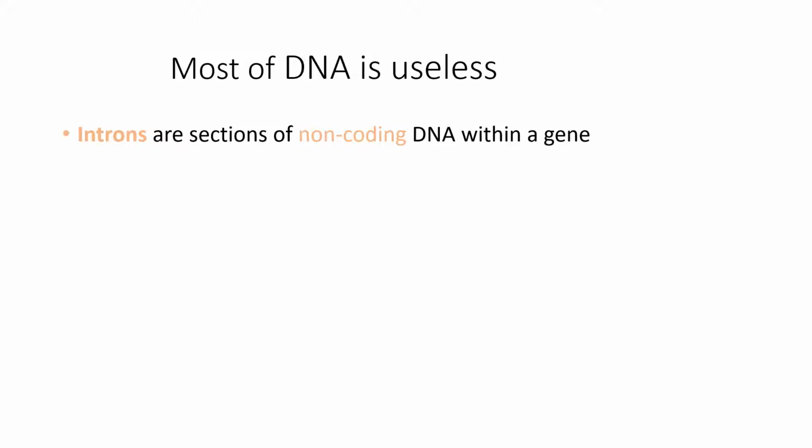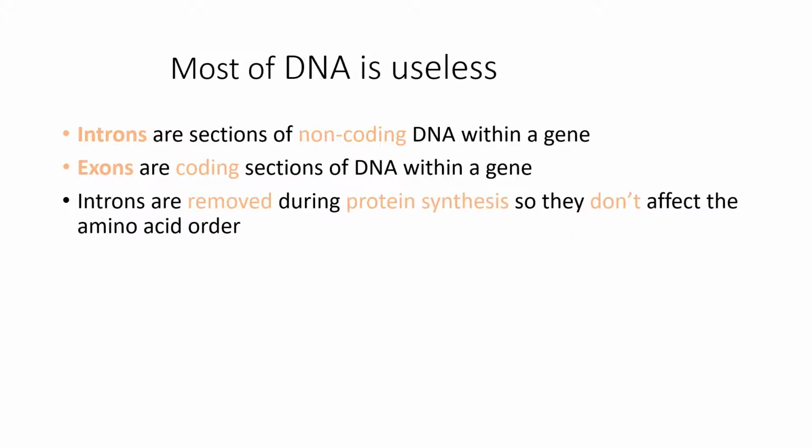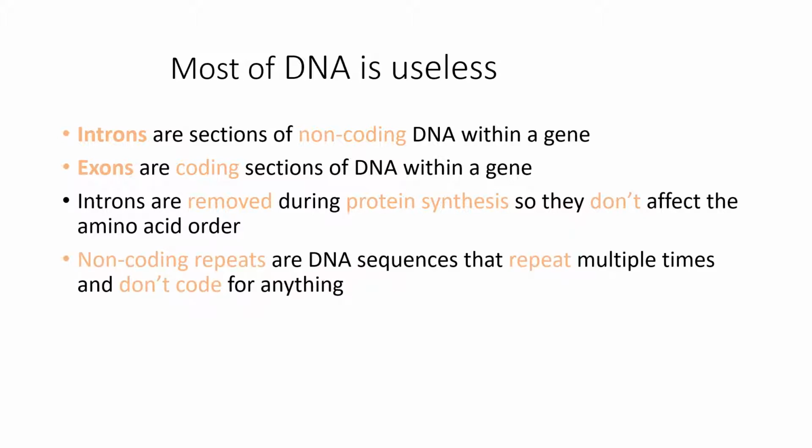DNA is useless. Well, most of it is anyway. That's because a lot of DNA is actually made up of introns, and they are sections of non-coding DNA within a gene. We don't really know what they're for. Exons are coding sections of DNA within a gene, and they code for amino acids or functional RNA, and introns are removed during protein synthesis so they don't affect the amino acid order and furthermore the protein. Non-coding repeats are DNA sequences that repeat multiple times and don't code for anything, so pretty much does what it says on the can.